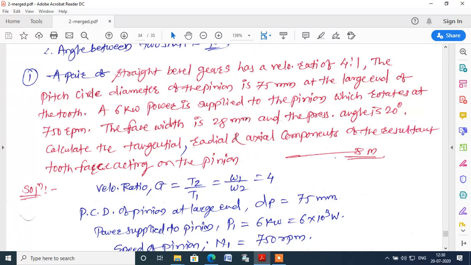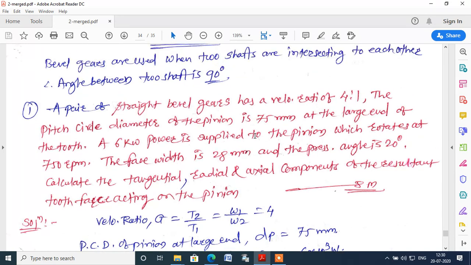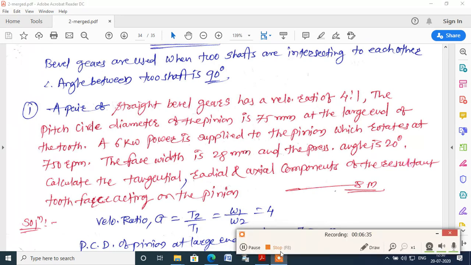Such a type of problem will be asked for 8 or 10 marks in the exam. So this numerical is given. What you have to do, students, is read the numerical carefully and accordingly write down the given data. Now the solution of this numerical we will see in the next class.